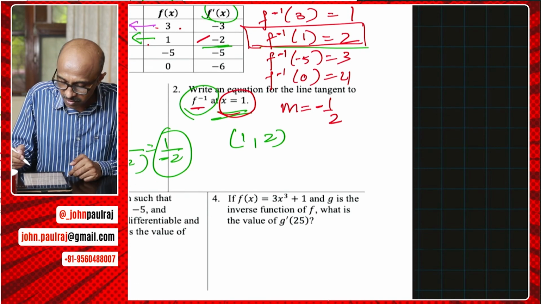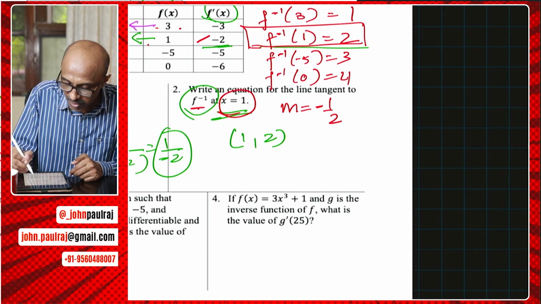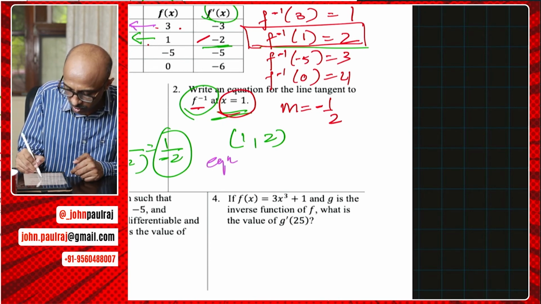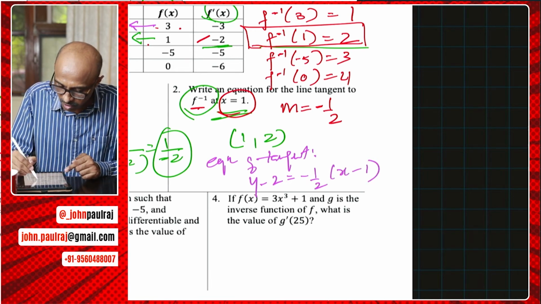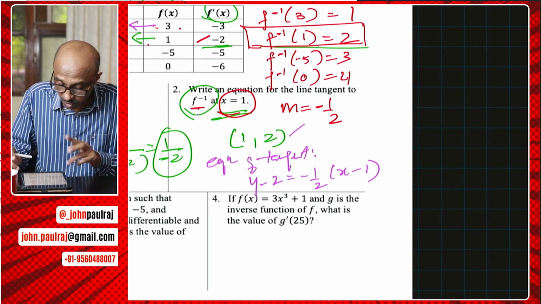Then using the point-slope form, we can write the equation of the tangent as y minus 2 is equal to m times (x minus 1). I hope you understood how we took this point (1, 2). It's for this function f inverse and not the original function, not the original f of x.